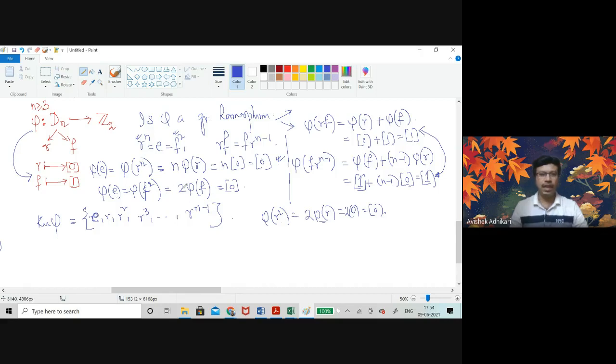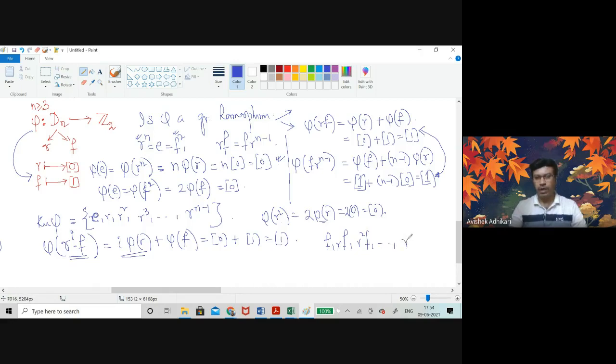Will any of the flips be equal to 0? Phi of any of the flips, that means r to the power, say, i into f, will that be an element of this kernel? What does it mean then? I into phi r plus phi of f. Now this value is already 0, so class 0 plus phi of r, this is class 1, so that will be always 1. As a result, no flip like f, rf, r square f, up to r to the power n minus 1 f, none of them will become class 0. This is the only thing.